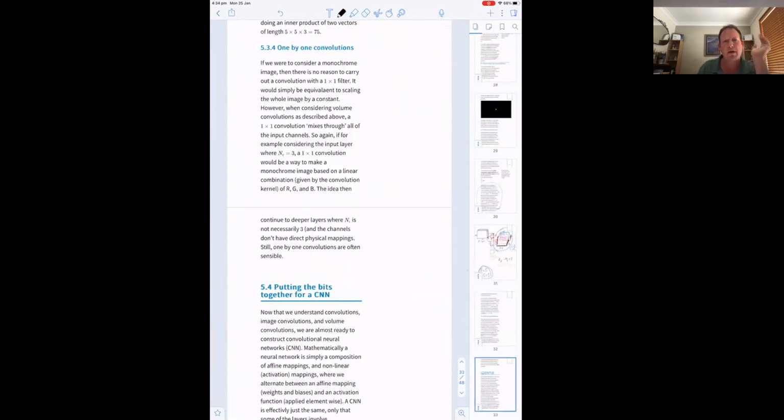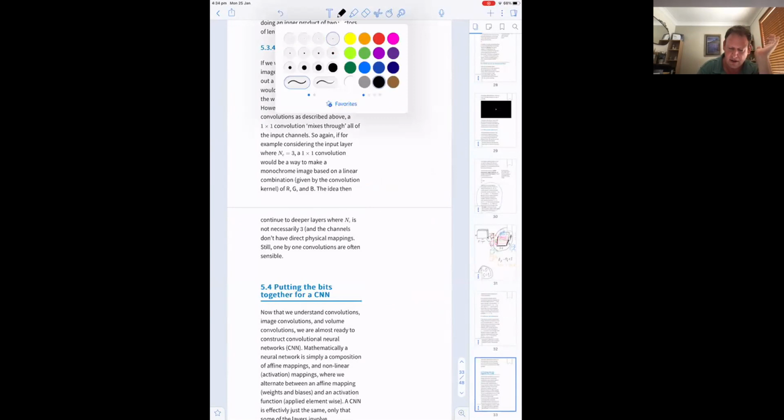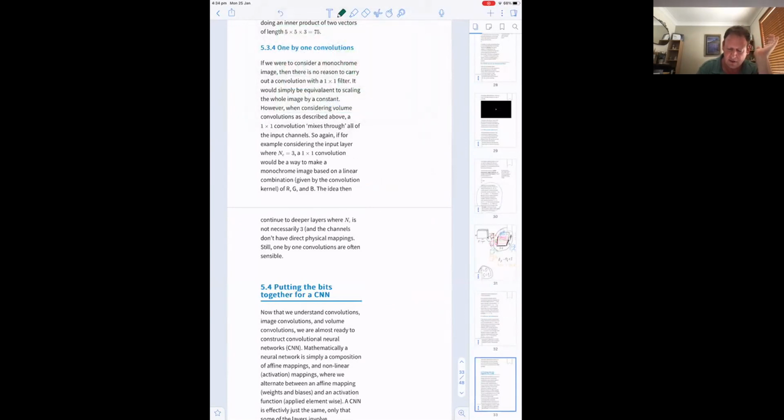There's a thing called one-by-one convolution. Let me take the input image. I'll draw it for a second, and let's say now it's RGB. I'm drawing it like red and green and blue. Somehow this doesn't look right, but you get the picture. That's an input image, RGB.